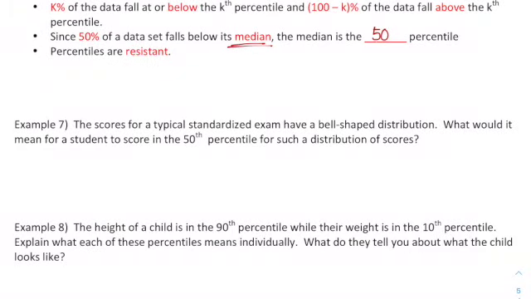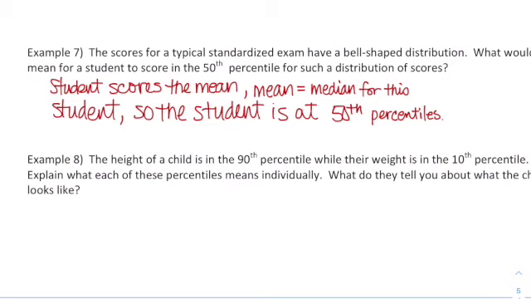Example 7: the scores for a typical standard exam have a bell-shaped distribution. That means it's just a nice even peak. What would it mean for a student to score in the 50th percentile for such a distribution? Well, the 50th percentile is right in the middle, so the student's score is the mean, and the mean equals the median in this case because it's bell-shaped. So this student is at the 50th percentile.